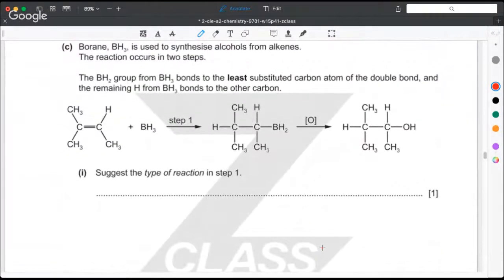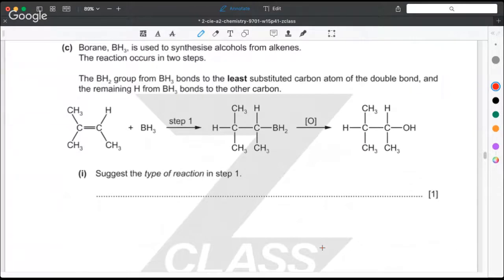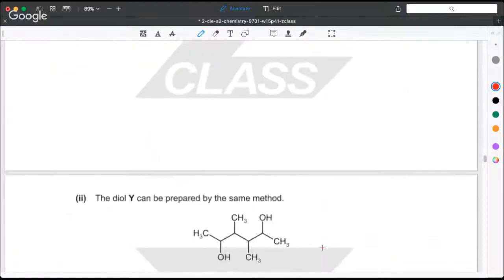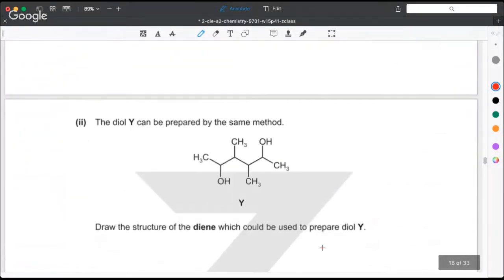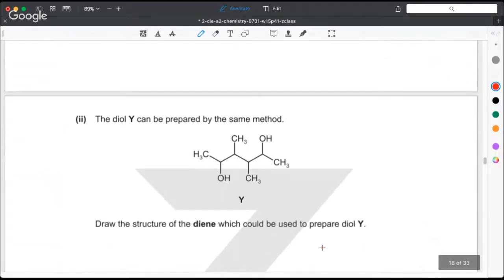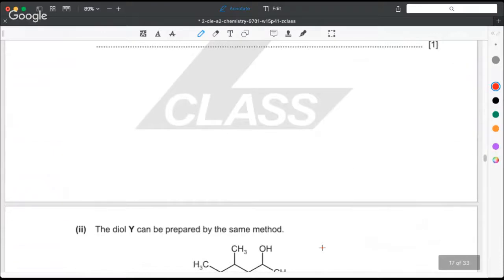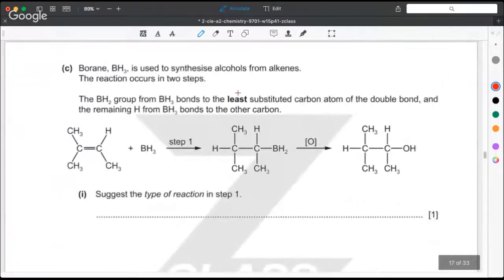Some of these things you can look up in the mark scheme. That's just an addition reaction happening there. This one is pretty tricky because you've got to know, well, they've put it in bold there, haven't they? The least substituted carbon. That's given you a clue.